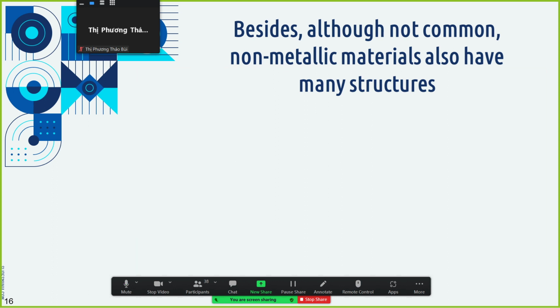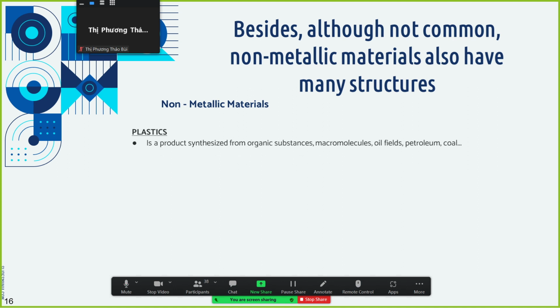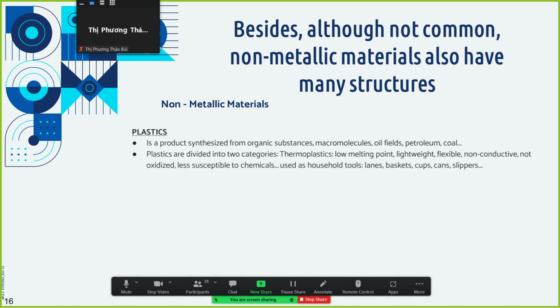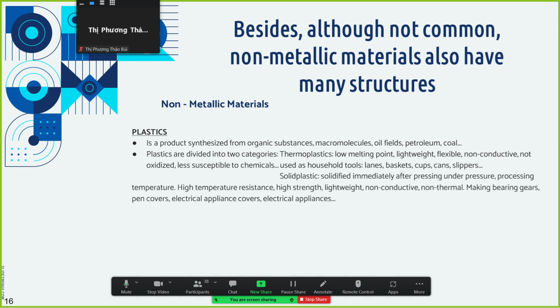Besides, although not common, non-metallic materials also have many structures. One non-metallic material is plastic. It is a product synthesized from organic substances, carbon, macromolecules, oil fields, petroleum, and coal. Plastics are divided into two categories. Thermoplastic has a low melting point, is lightweight, flexible, non-conductive, not oxidized, and less susceptible to chemicals. We use it for household tools: lamps, buckets, cups, cans, and slippers.